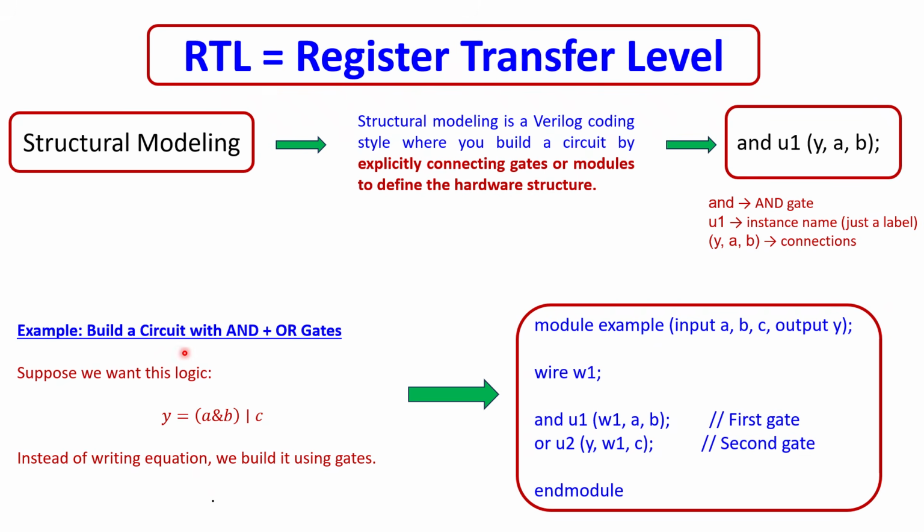Now let's see an example. Build a circuit with AND plus OR gates. That is, the equation is Y equals A and B or C. If this is data flow, we will be using assign and we will do it. And if it is behavioral, we use always and we form a certain procedure and do it. Now it is structural, so we need to use gates. So look at this. To write the Verilog code, here are the gates used. For this one we use an AND gate, and for this we use an OR gate and write the Verilog code.